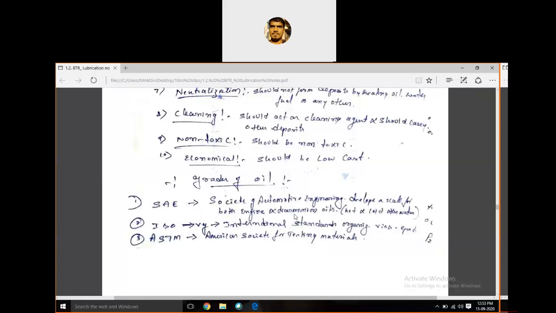Next, another grade system is ISO, International Organization for Standardization. So it is also another type of grading the oil. And next, ASTM, American Society for Testing and Materials. Here also, ASTM oils are a different type of oil grade system.